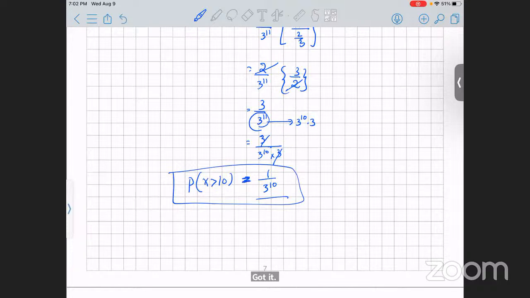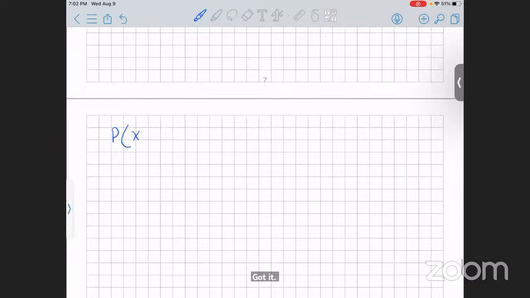Then just try to do this question: P of x greater than 10 given x greater than 5. That is 1 by 3 to the power 5.